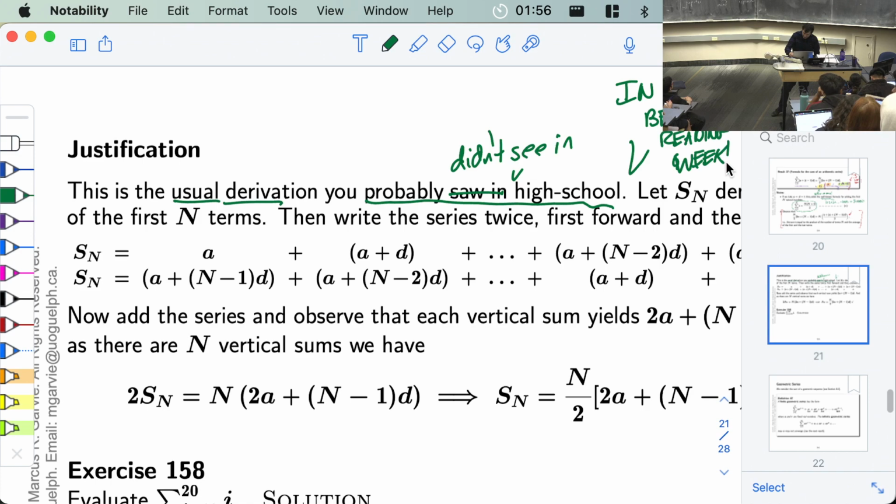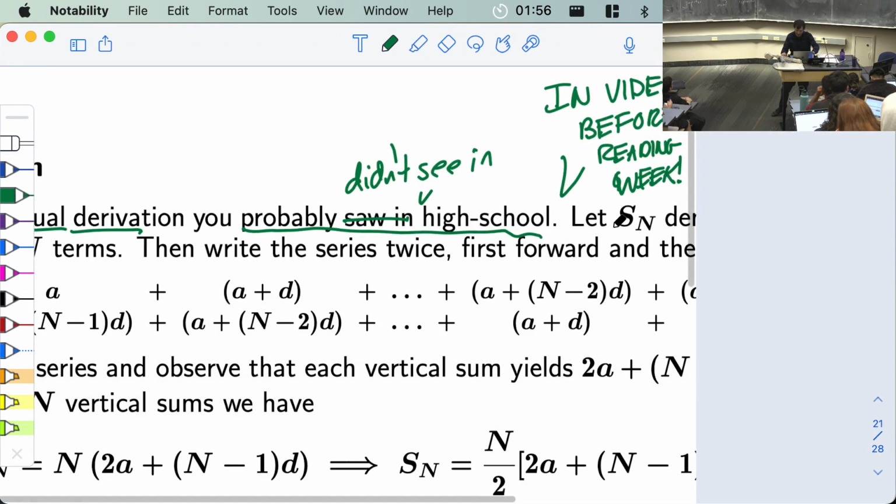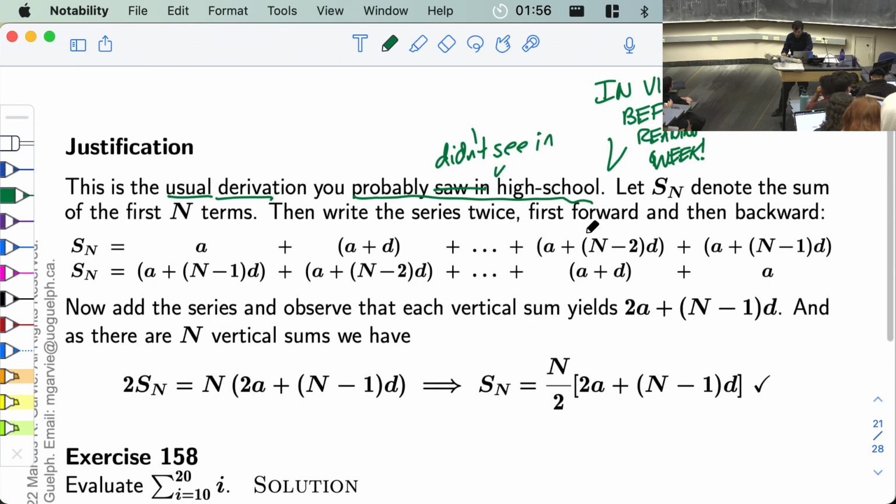So we didn't see it in high school, but we did see it in the video before reading week. I won't go over it again here, but it is this trick of you take the sum, you flip it backwards, and then you have these columns where the sum of each column is the same thing, and that is how we add it up to get this. So it's a really nice trick. It's one of my favorite tricks in all of math. I just think it's so nice that you can take something that looks like it's impossible to do and turn it into one multiplication. Nothing is nicer than that. Something that looks impossible becoming possible.